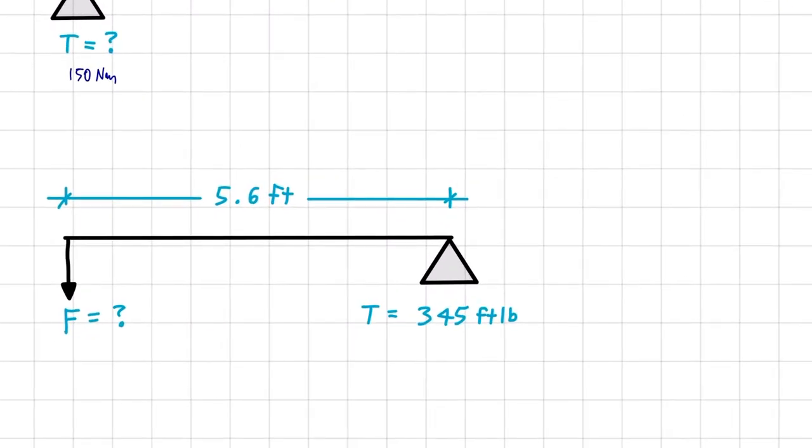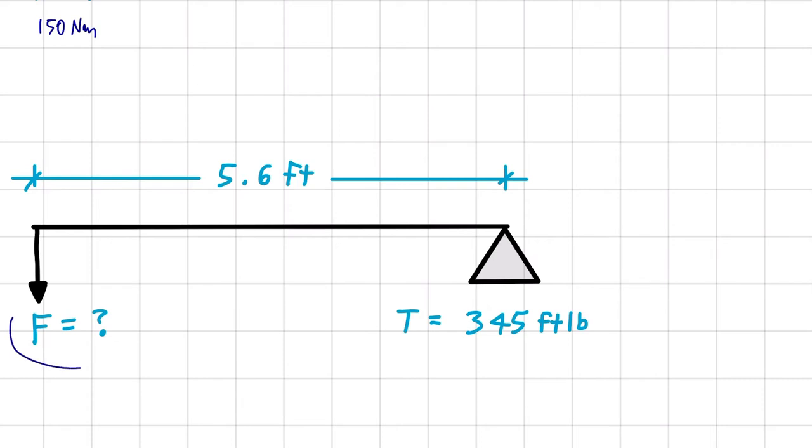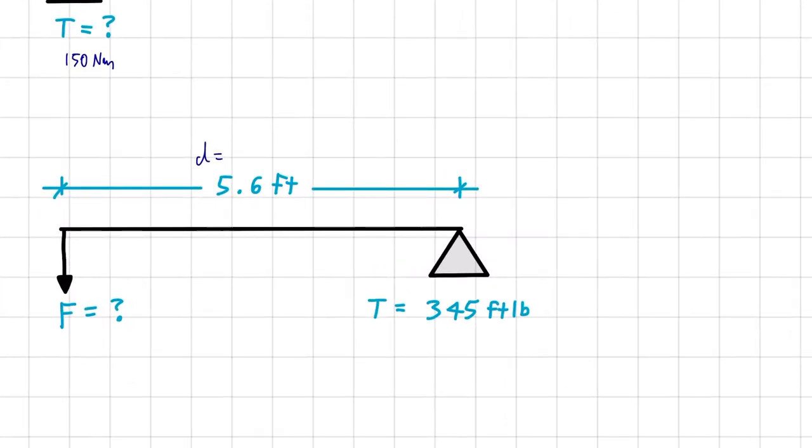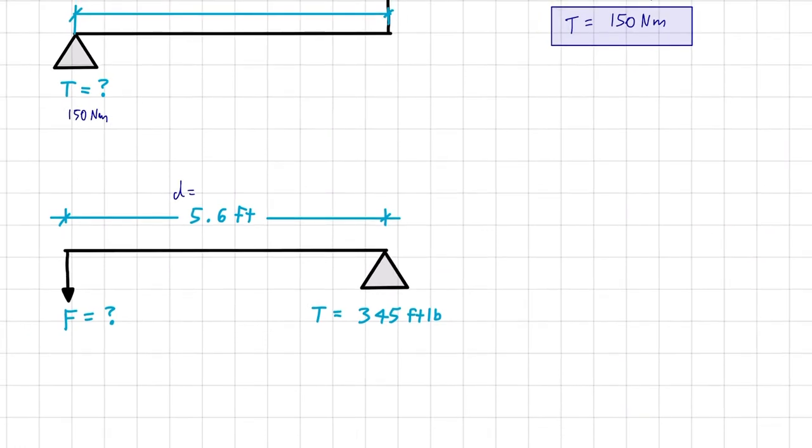Now let's look at another example. Here, our unknown is the force. We're given a D and we're given a torque. So we know that our force is applied at a distance of 5.6 feet and it generates a known amount of torque. We need to know what force will cause that amount of torque.